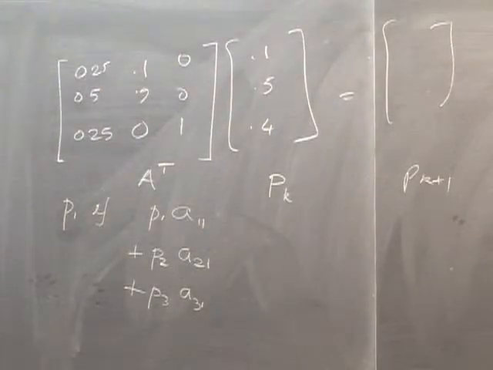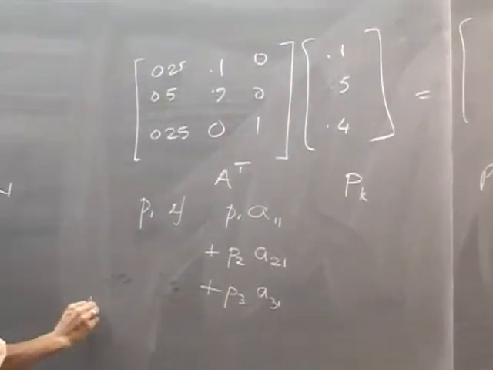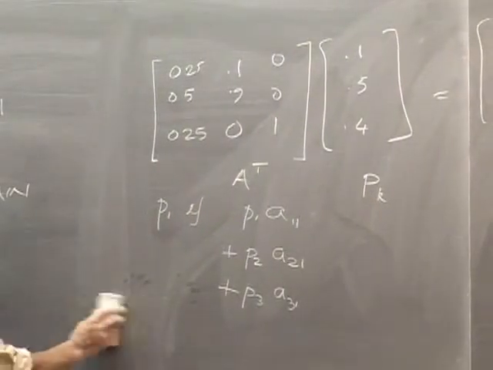Yeah. Could we have just started with the left stochastic matrix? Yes, if you had a left stochastic matrix, then you would multiply PA. Sorry, not PA.